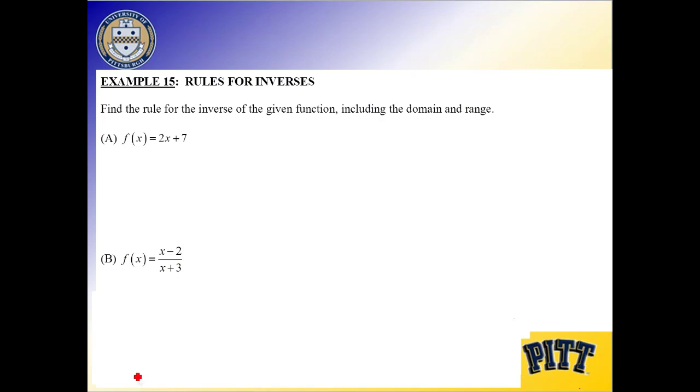Well, to answer the question about domain and range of the inverse of the function, I better start with the domain and range of the original function. In A, I do have a linear function, which is a polynomial function. There's nothing there that tells me I can't let x be any number it wants to be. And likewise, since it's a line, it's going to go up and down forever as well. So the domain and range are all real numbers for both of them.